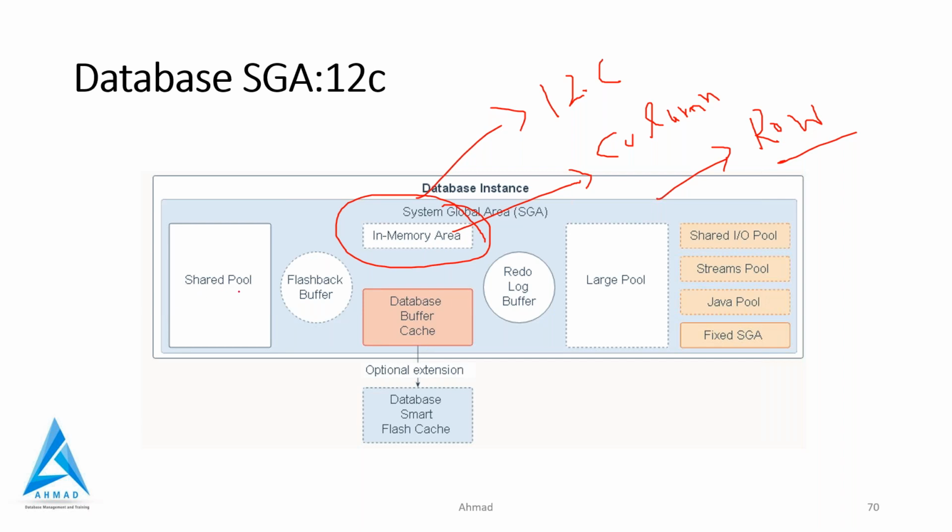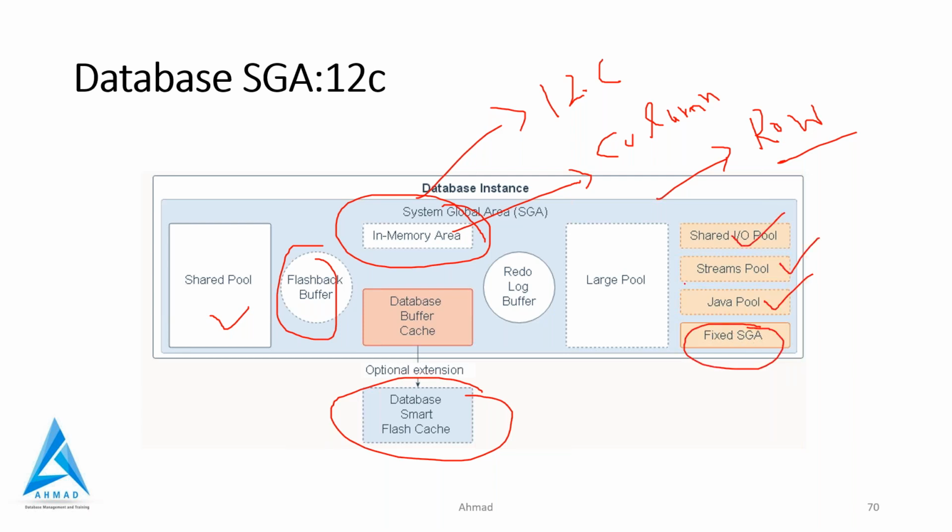You have shared pool; flashback buffer cache is optional. Smart flash cache is optional, and fixed SGA is permanent. Java pool is optional, streams pool is optional, large pool is optional, but redo buffer, database buffer cache, shared pool and fixed SGA are mandatory. For starting the database, these components are mandatory.